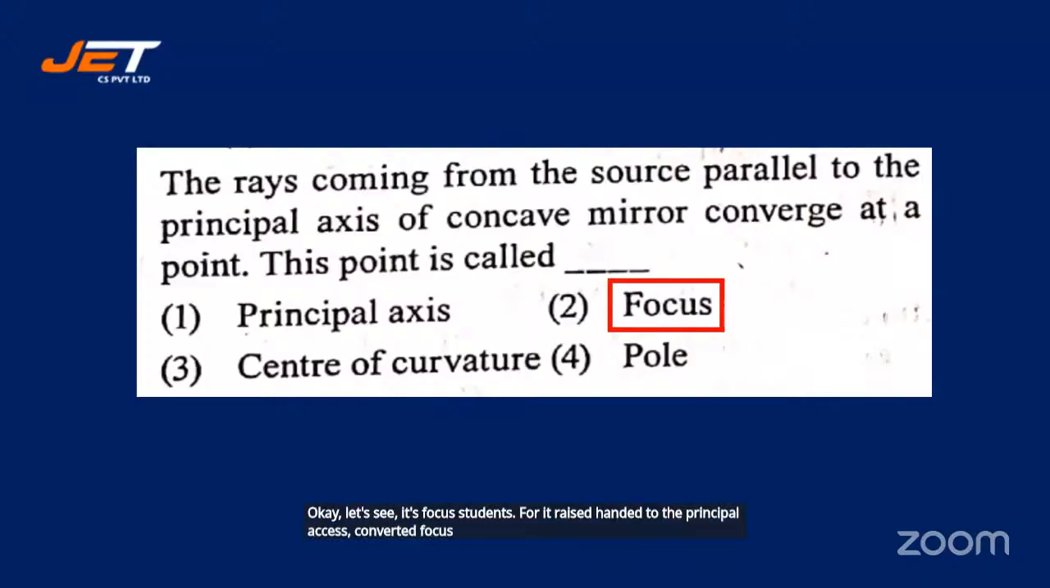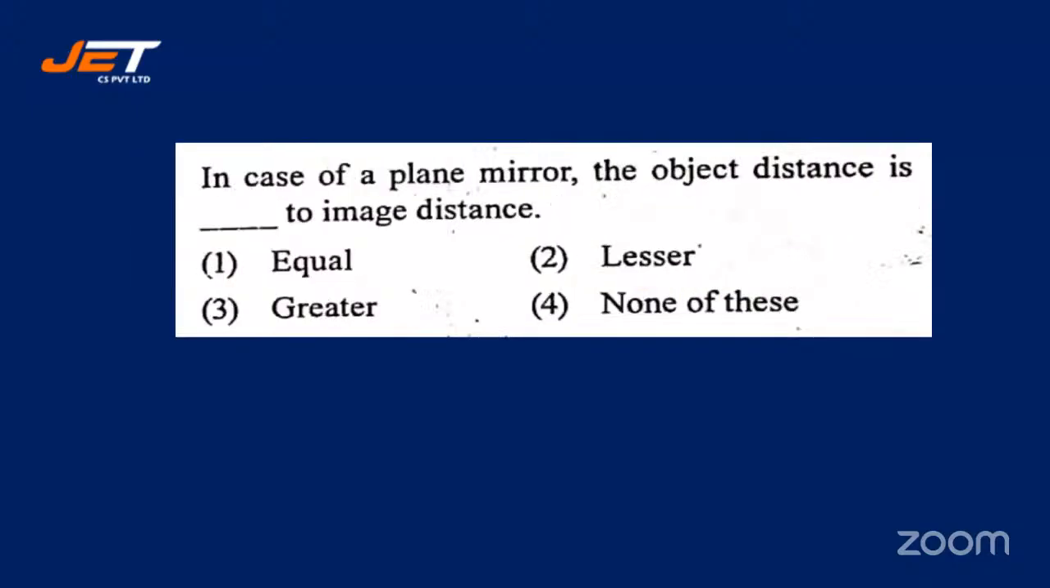Yes, Navdesh, you have raised your hand again. You want to tell something in chat? You can send it to the chat box. Look at this. In case of a plane mirror, the object distance is dash to the image distance. In a plane mirror, what is the relation between object distance and image distance? Is it inequality or equality? Equal, lesser, greater, none of these.